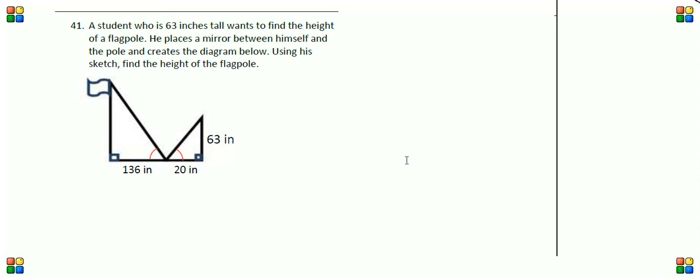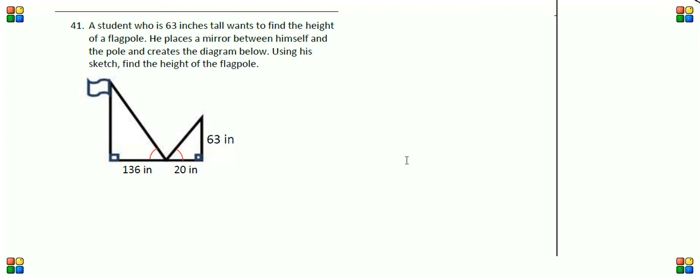Number 41. A student who is 63 inches tall wants to find the height of a flagpole. He places a mirror between himself and the pole and creates the diagram below. Using his sketch, find the height of the flagpole.